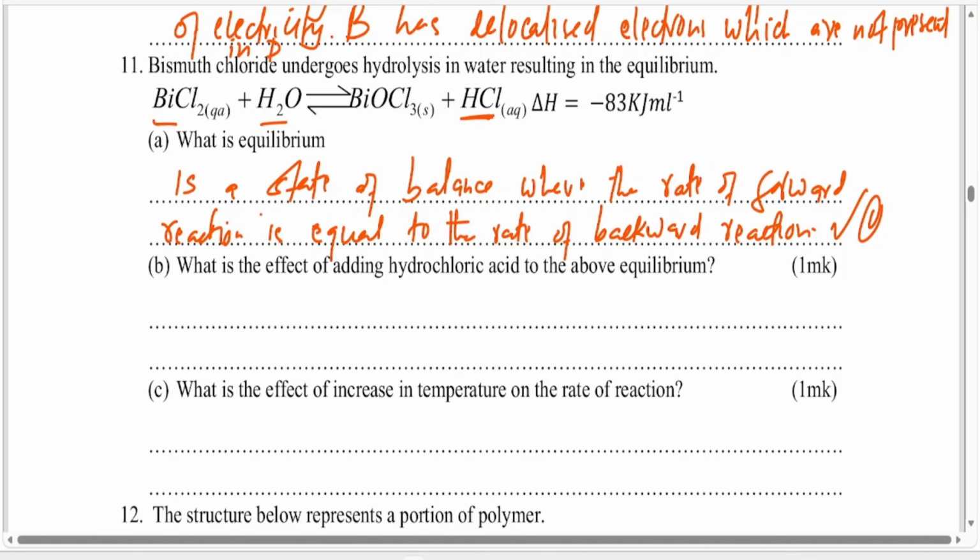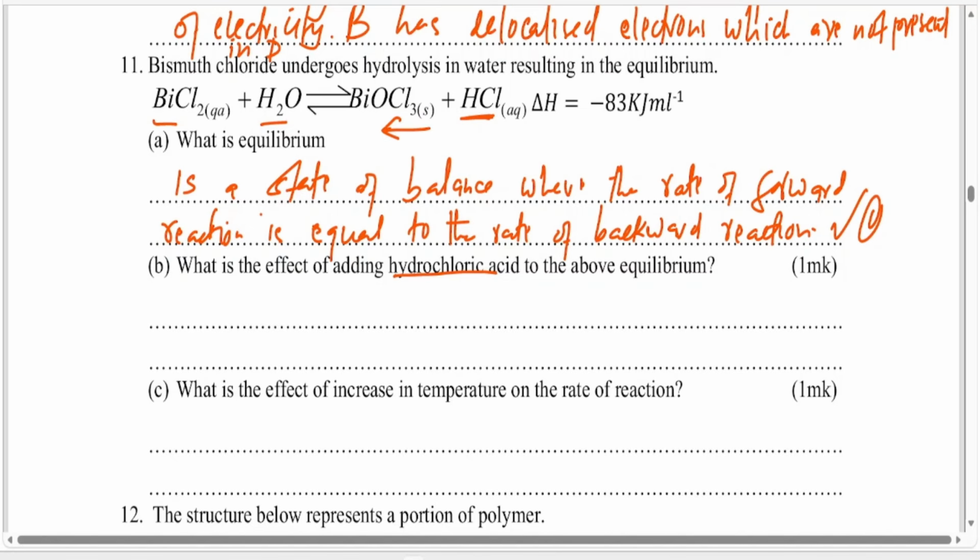So if I add hydrochloric acid here, our system, this reaction, is going to shift to the side which reduces the hydrochloric acid. If I add more hydrochloric acid, it moves to the side which tries to break that hydrochloric acid down to something else. So of course this reaction will shift backwards.